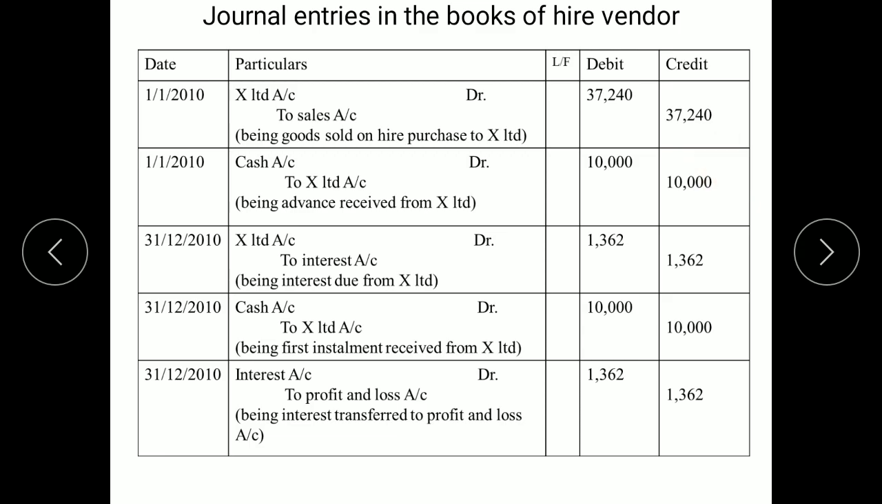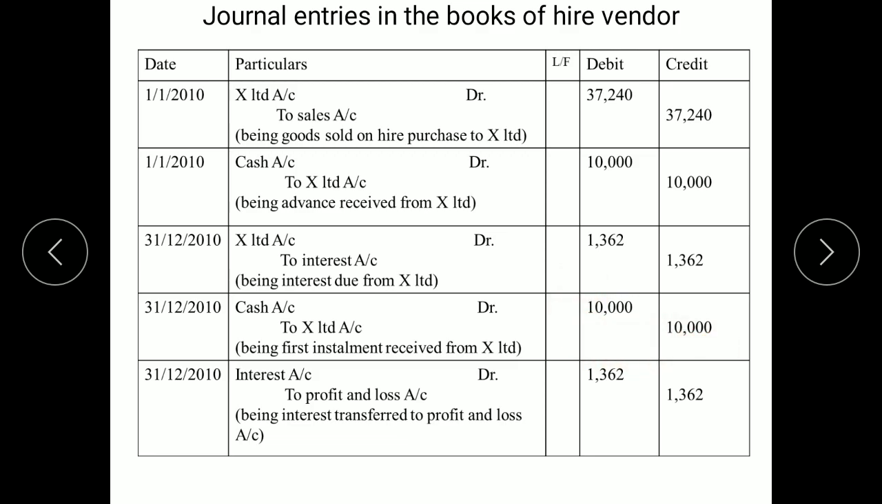Next journal entry is when interest becomes due. The hire vendor is expecting interest from the hire purchaser, so interest has become due. Journal entry is X Limited account debit to interest account with the first year's interest. Then the next entry is for installment received from the purchaser. So journal entry is cash account debit to X Limited account, being first installment received from X Limited, with the amount of installment 10,000.